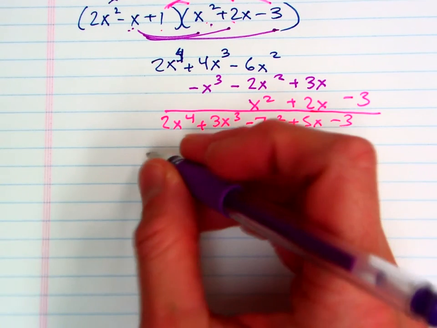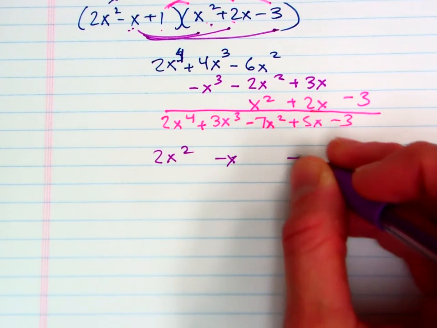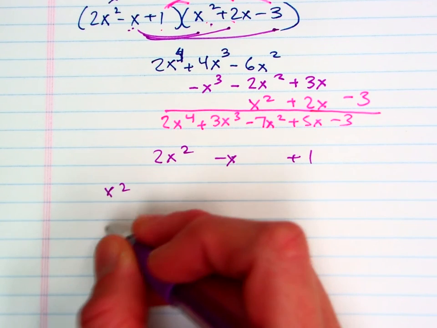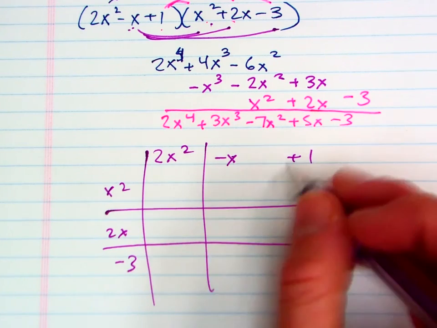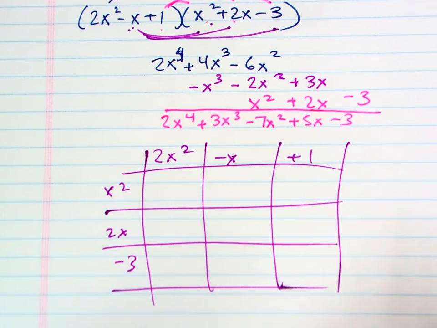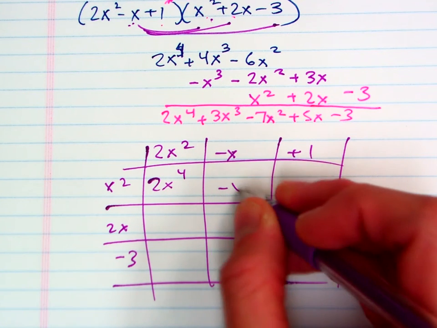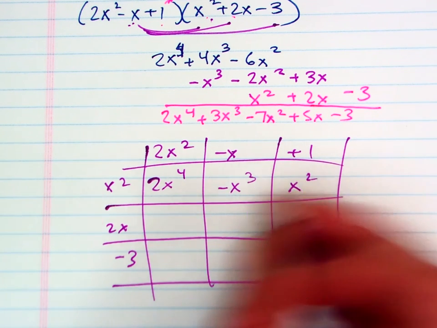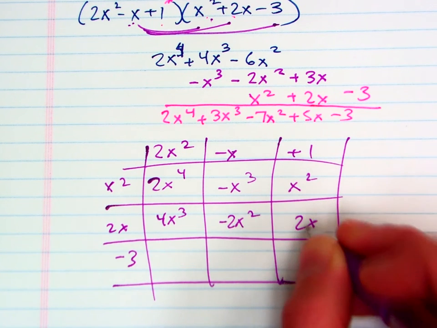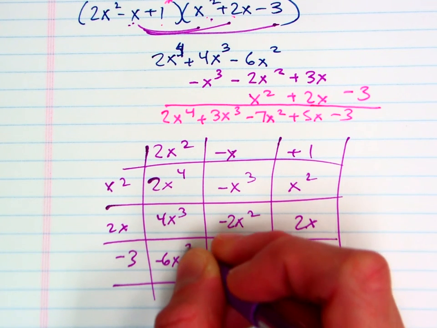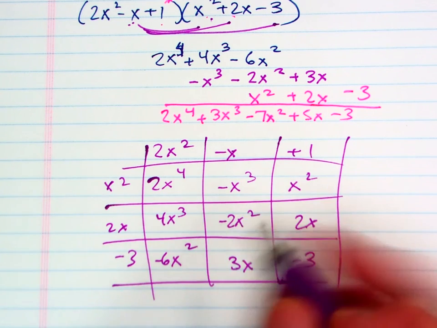A big grid of 9 boxes. 2x squared, negative x, positive 1. x squared, 2x, negative 3. And then go ahead and multiply your terms. 2x to the fourth, negative x to the third, x squared. 4x to the third, negative 2x squared, 2x. Negative 6x squared, 3x, and negative 3. And again, the like terms are in the diagonal.